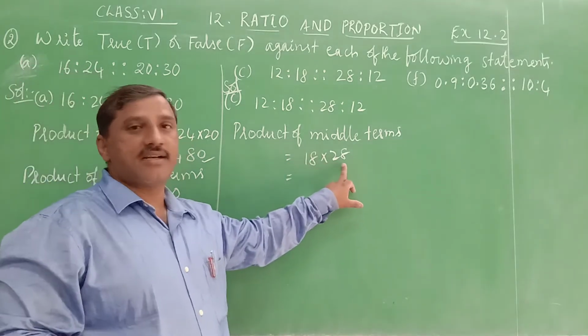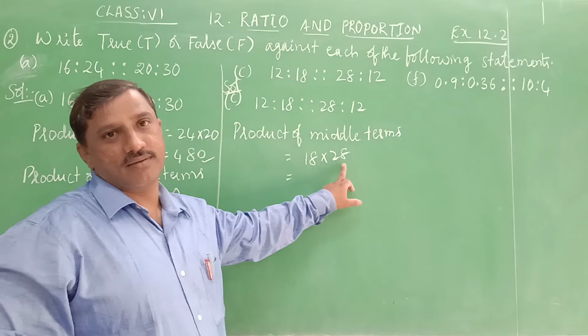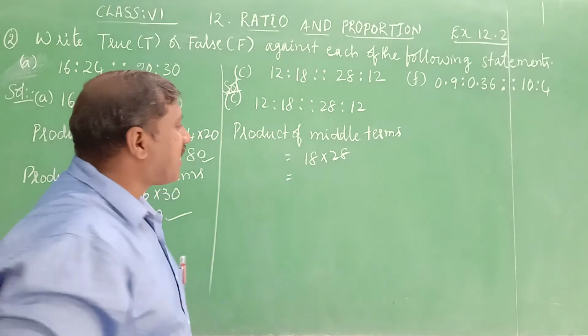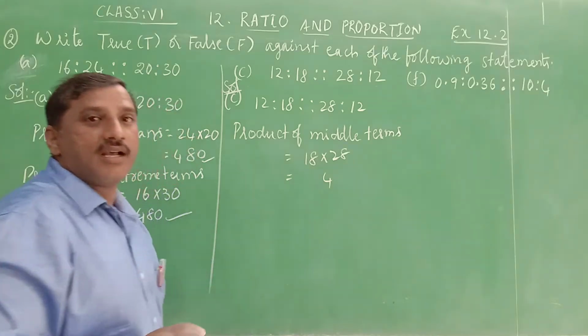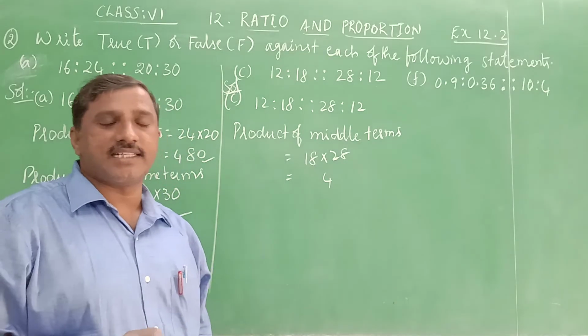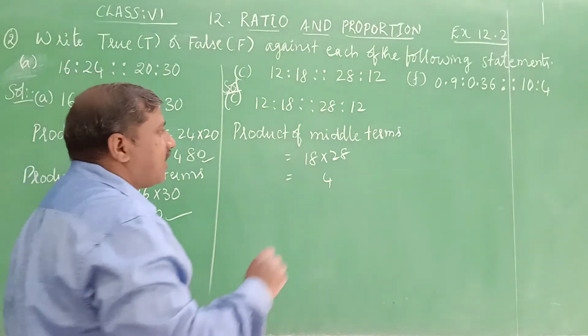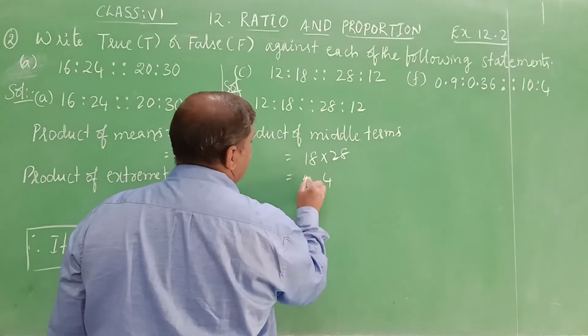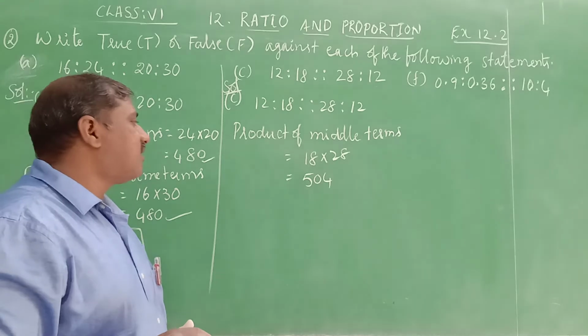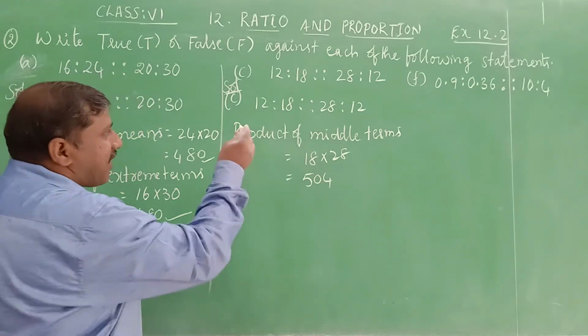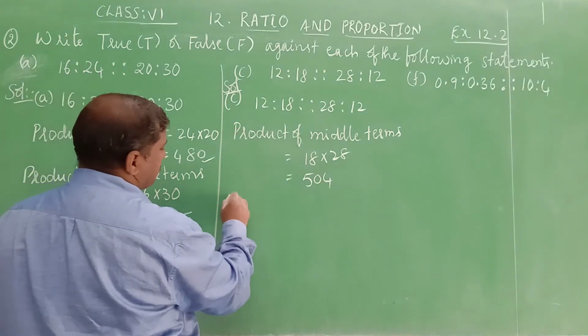18 eights are 144, 4 and 14 is there. 18 twos are 36, 36 plus 14 is 50, so it is 504. Then find the product of extreme terms.